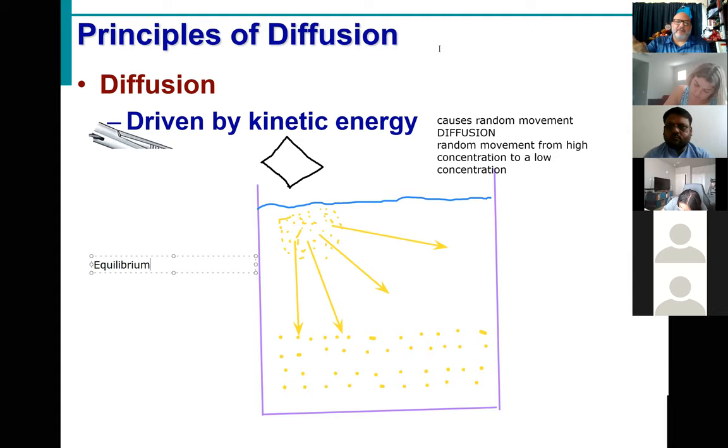Now, you can make Kool-Aid this way by pouring it in and letting it disperse, but none of us like to do that. So what do we do instead? We put a spoon in and stir. When we do that, we are adding energy. Exactly. So that's not passive. This is just simply passive diffusion. There is no energy going into this other than the kinetic energy of the molecules.